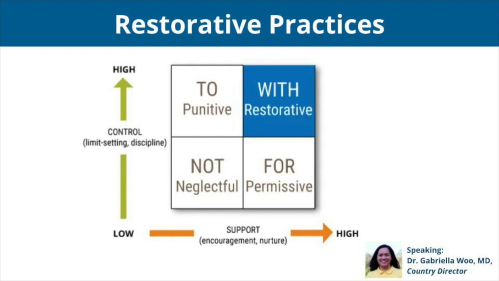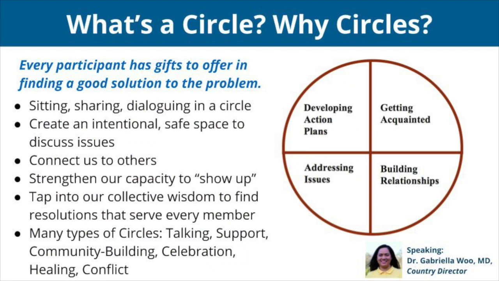This is how we implement our programs at AMOS too. When we implement any kind of program in our communities, we say that we don't do it for them or to them, we do it with them. So what is a circle and why circles? The idea of a circle is that you can find a good solution to the problem. So how do you do it and why a circle? The idea is that we can get acquainted, build relationships, address the issue, and come up with an action plan after you finish the circle.